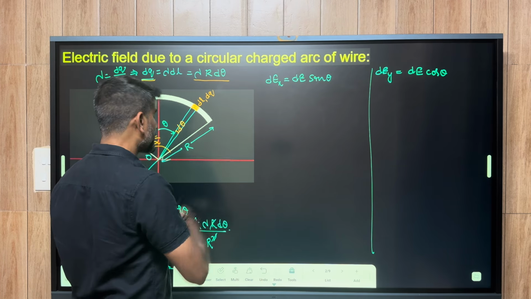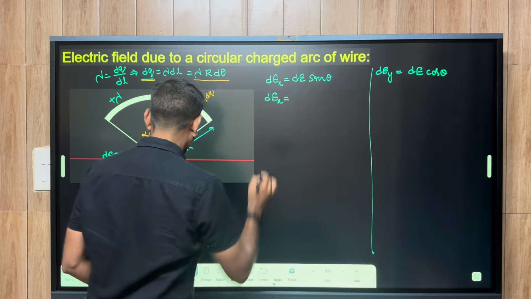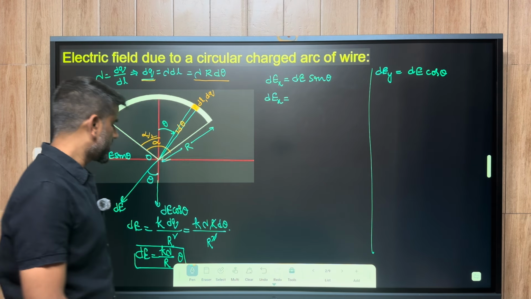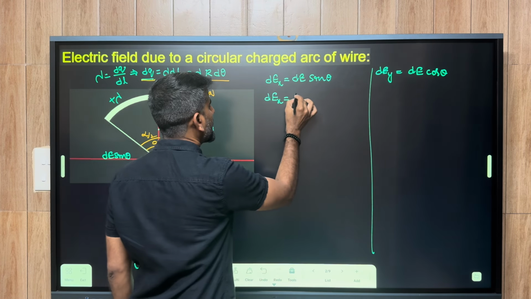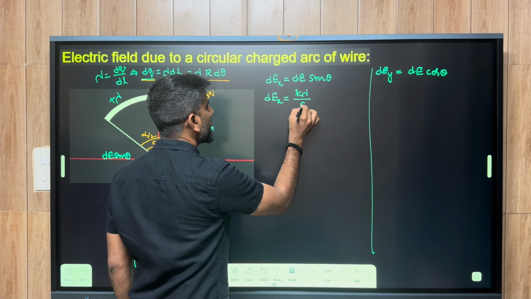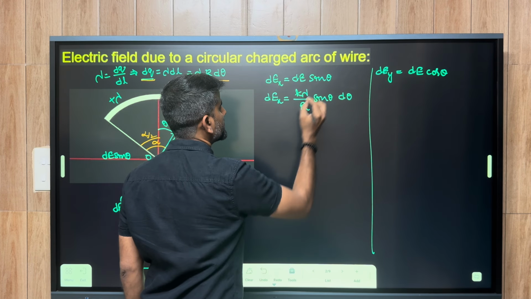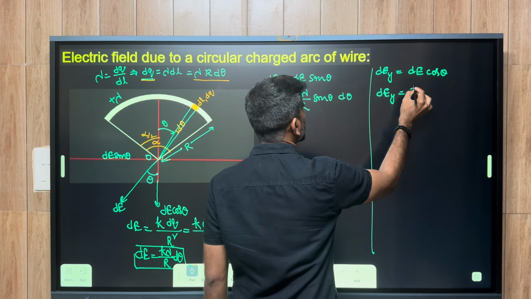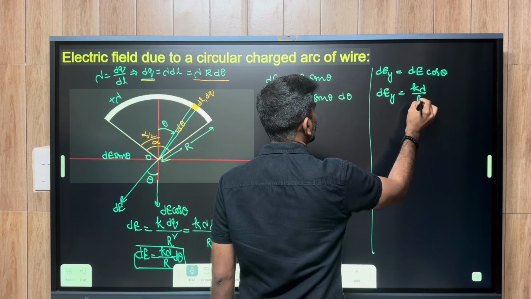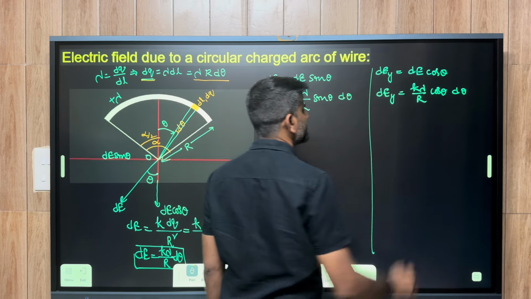Now let's use it here. dEx is equal to, what is dE? k lambda by r d theta. Sorry, here we have d theta. So k lambda by r d theta, and we have sin theta here. Let's write the equation here. dEy is equal to k lambda by r d theta, and we have cos theta here.